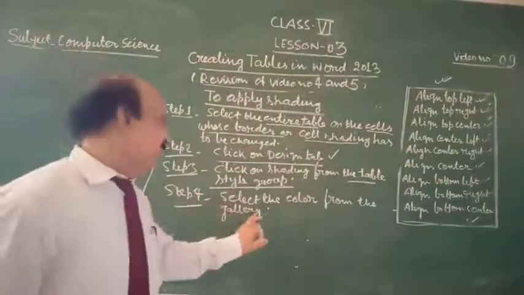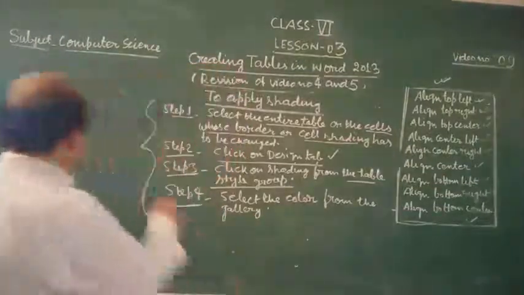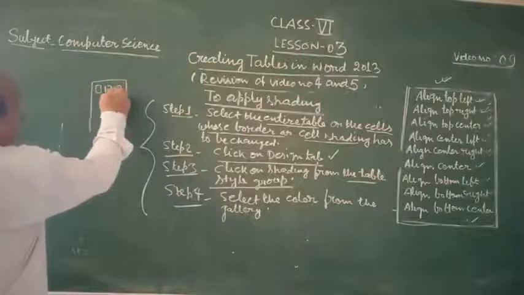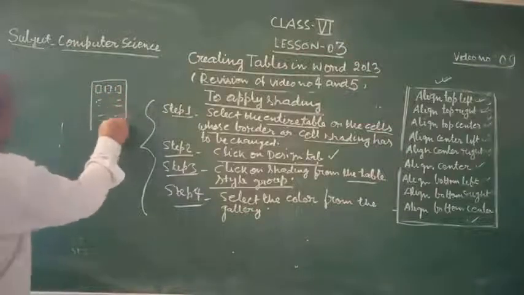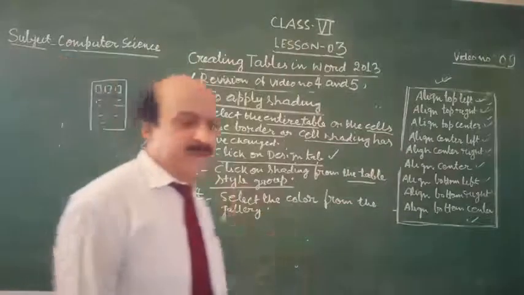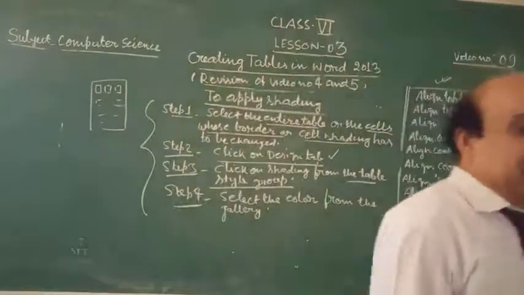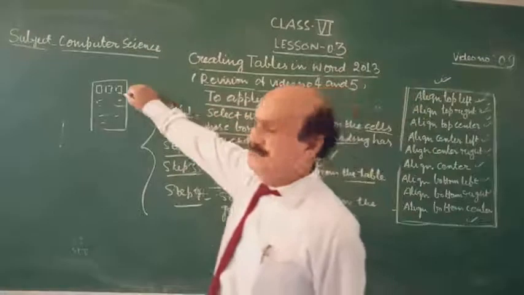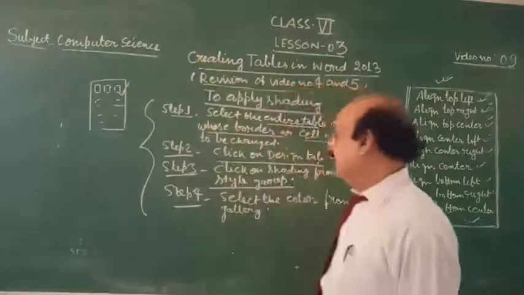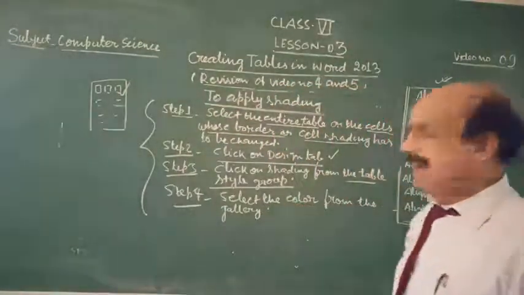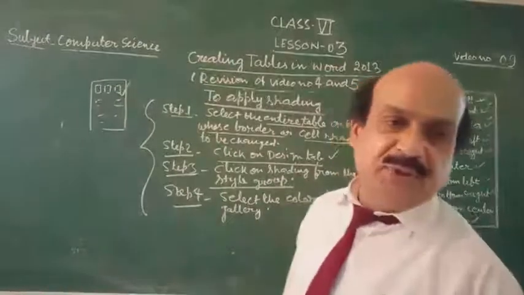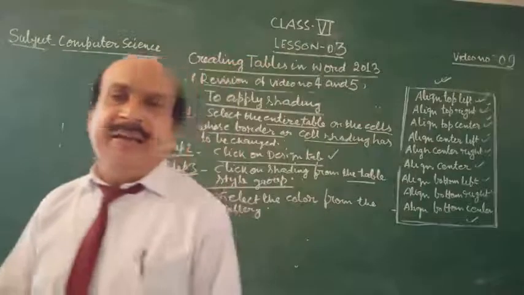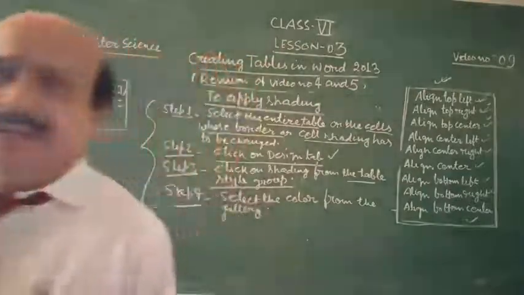Select the color from the gallery. So the box will display here the different colors in the form of like this one, red, blue, green, and like this one. So many colors are there. And which type of colors you want to apply in your table, you can select the color from here from the gallery, and select the color from the gallery and click the mouse. You will find the color which you have selected, that will be applied in your table or in the cells.